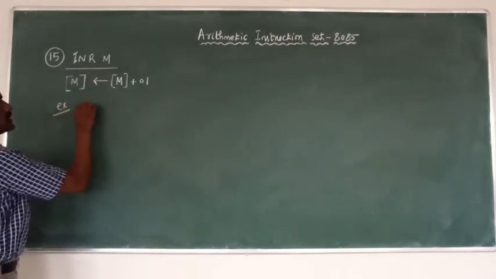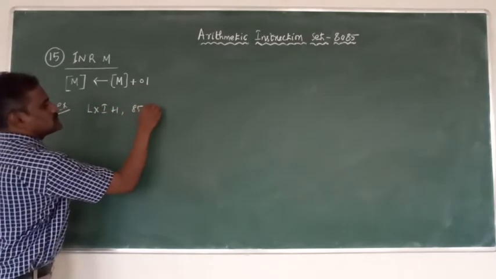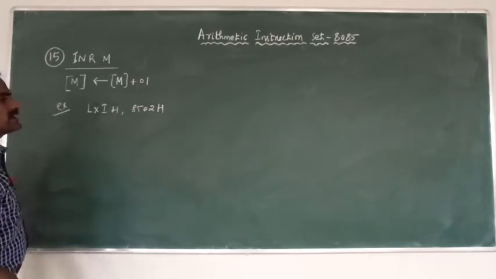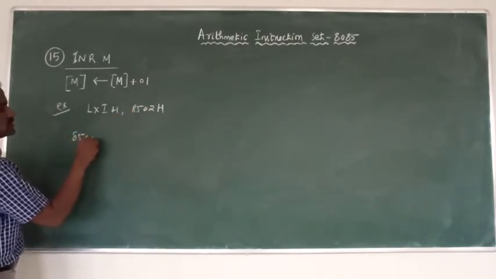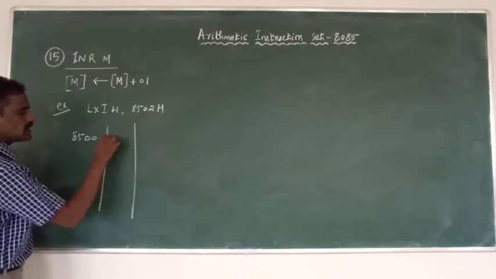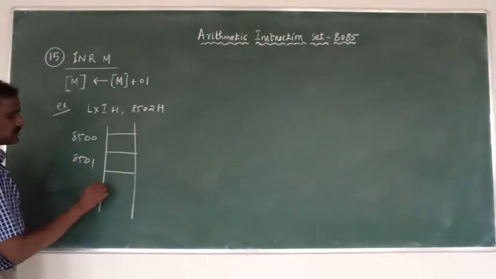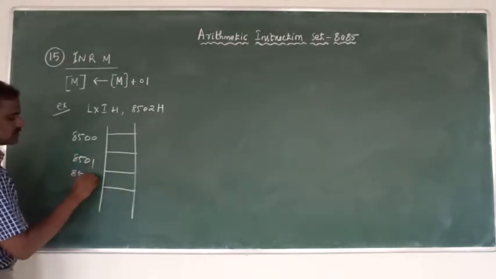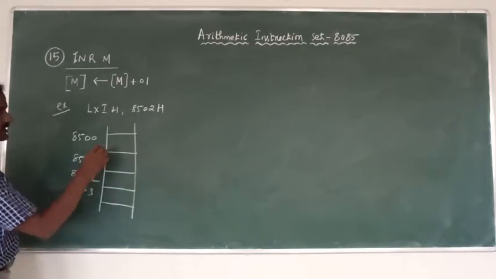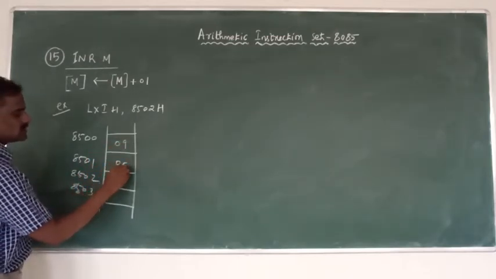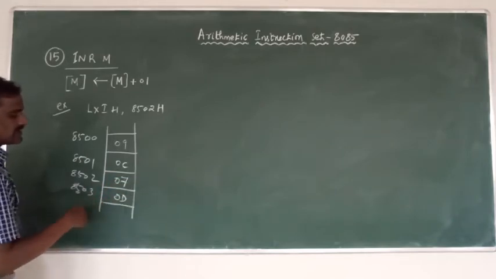Example: LXI H, 8502H. Here the memory address locations are 8500, 8501, 8502, 8503. The data stored in them is 09, 0C, 07 and 0D.